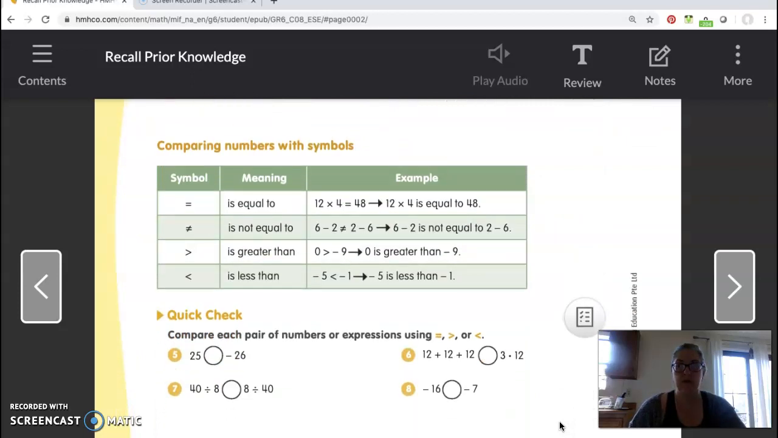I also want you to be reminded at the bottom of page 54, where it's showing that we use these different symbols: an equal sign, a not equal sign, a greater than, and a less than symbol. Also notice that they're reminding you of the value of negative numbers.